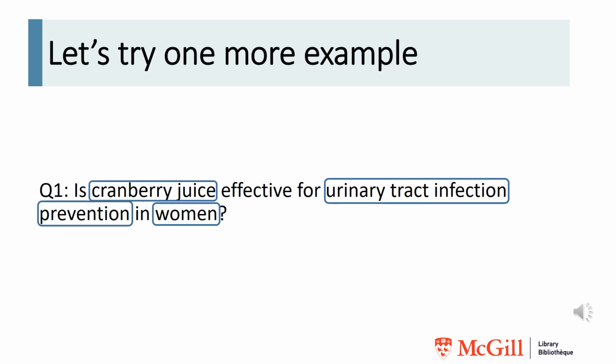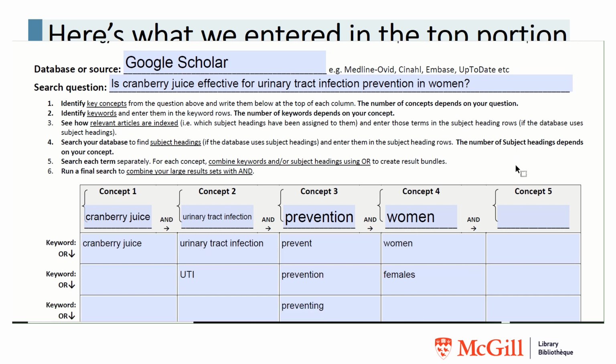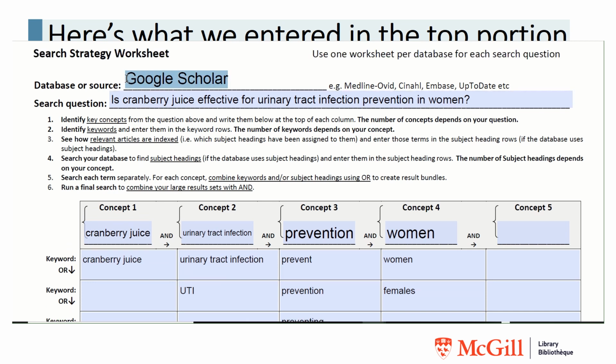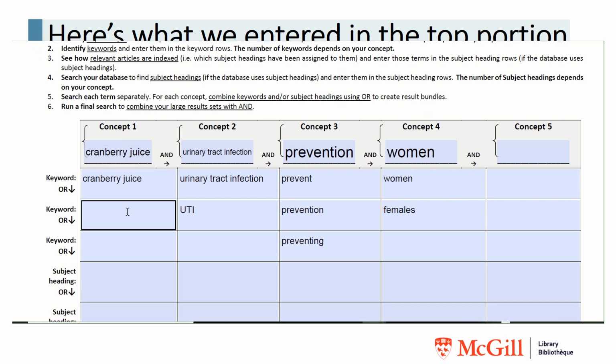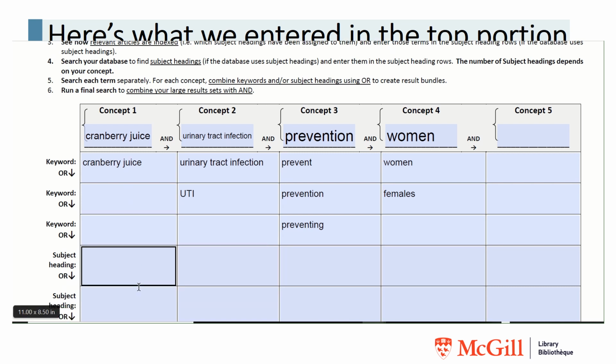Before we go, let's just try one more example. And we're going to use the other question that we had started, which was about cranberry juice and preventing UTIs. So here's the worksheet we had completed for the second question. Now we're going to change our database and we're going to search CINAHL instead of Ovid Medline. And our first concept is cranberry juice. So we're going to go to CINAHL now and see what subject heading matches that concept.